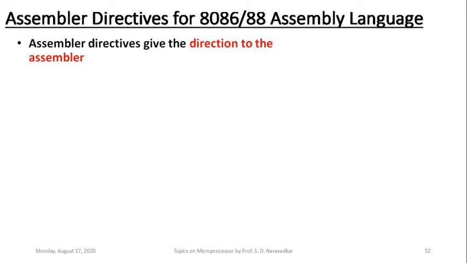Now, what does an assembler directive define? An assembler directive gives direction to the assembler. Generally, such assembler directives are also called pseudo instructions. It means they will look like an instruction but are not executable instructions. These are directions which are given to the assembler, and these are non-executable.